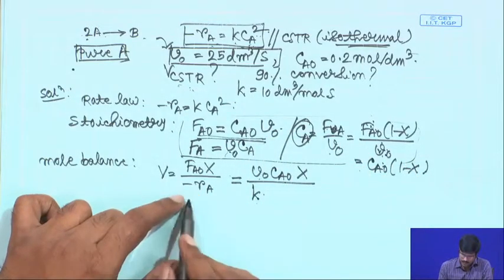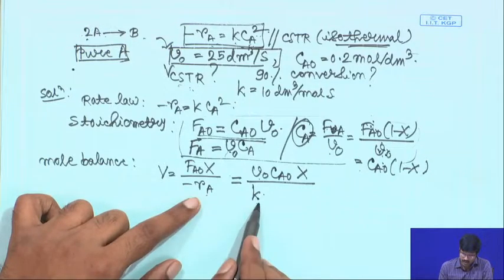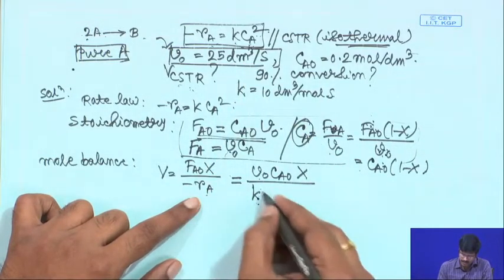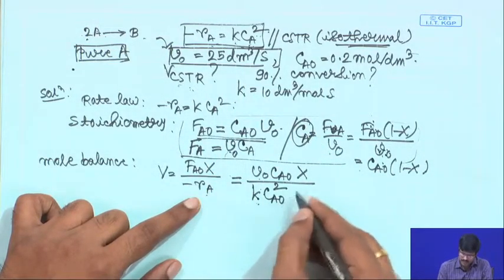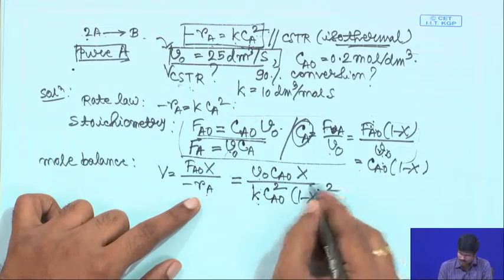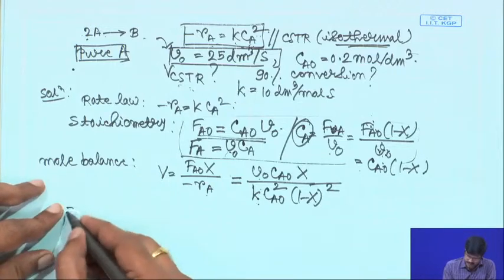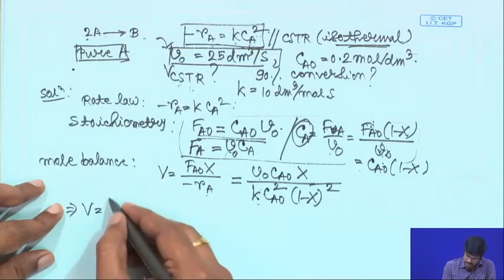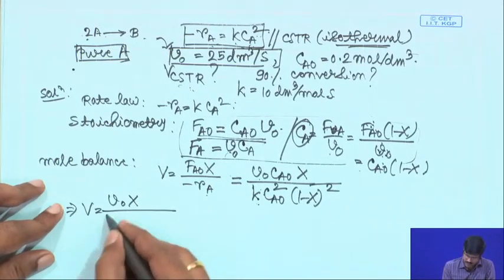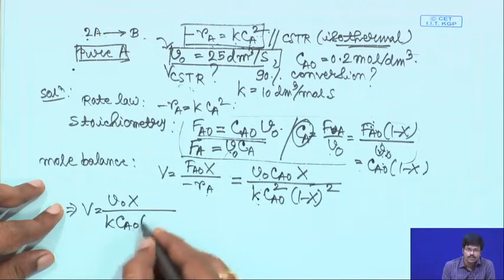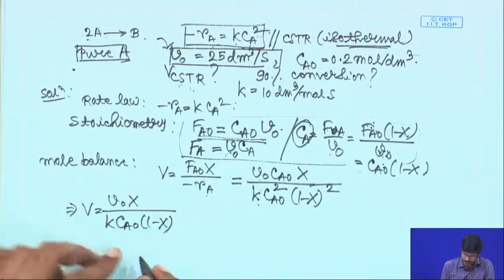So minus rA equals k into CA square, that will be CA0 square into 1 minus X whole square. So from here what you get is V equals small v0 into X divided by small k into CA0 into 1 minus X whole square.